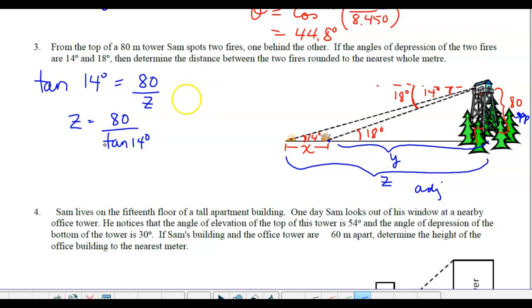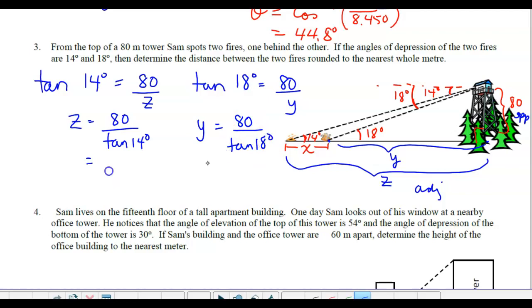Then for the other triangle, I'm going to do the other work and then just get my calculator out. So tan of 18 degrees is 80 over Y. So Y equals 80 over tan of 18. And then X will be the subtraction of those two values.